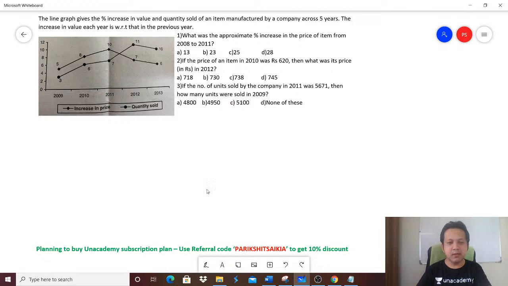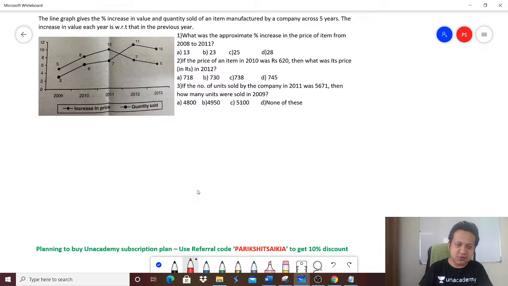Okay. So what you see on your screen is a line graph which gives, let's read the question together. The line graph gives the percentage increase in value and quantity sold of an item manufactured by a company across 5 years. The increase in value each year is with respect to that in the previous year. Okay. So take a few seconds to understand what is given in the graph. What is given in the graph?